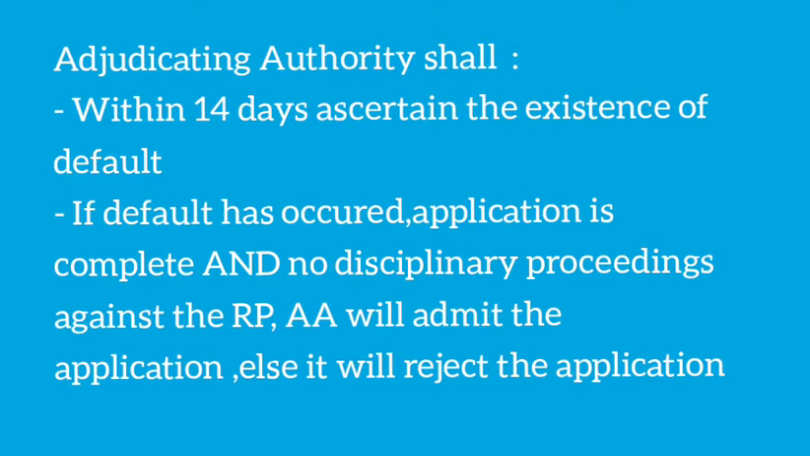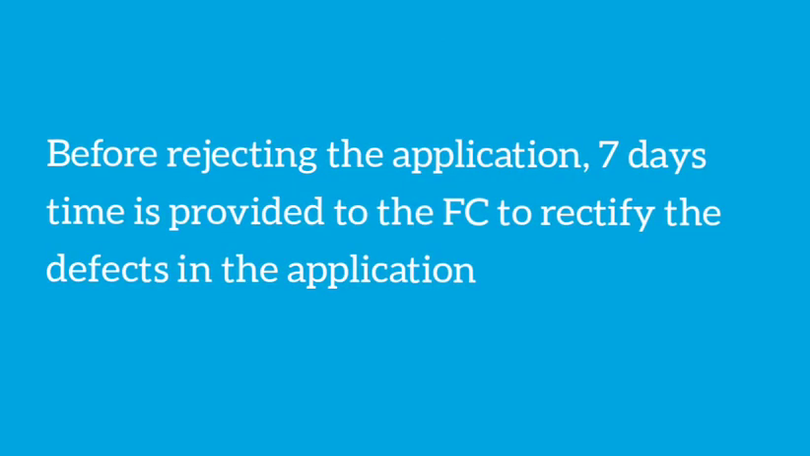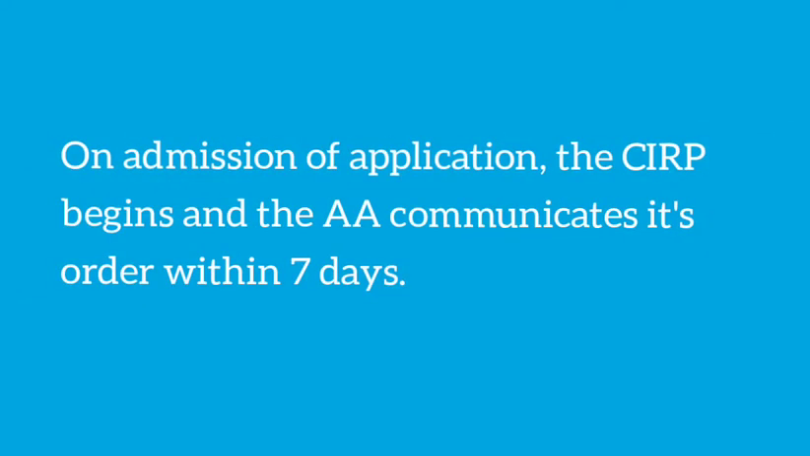and in case of the absence of any of the above requirements, it will reject the application. However, before rejecting the application, it will provide 7 days of time to the financial creditor to rectify the defects in the application, if any. And once the application is admitted by the adjudicating authority, the CIRP process commences.